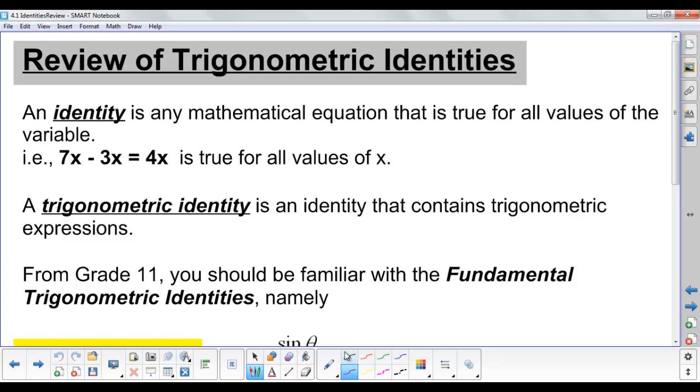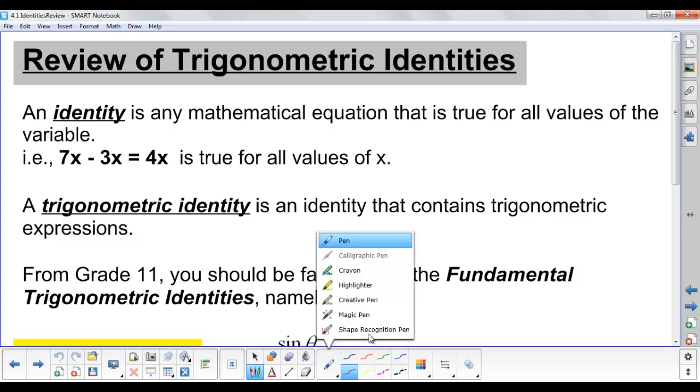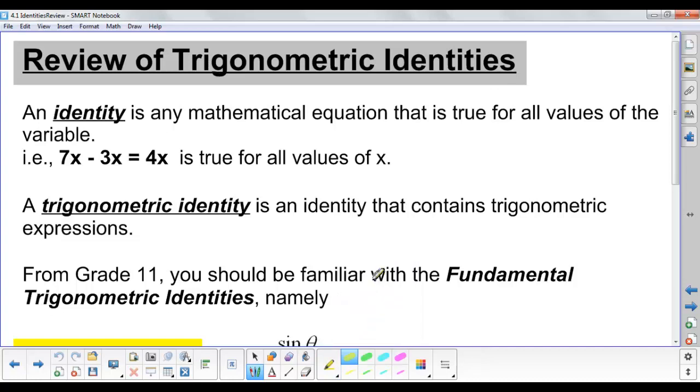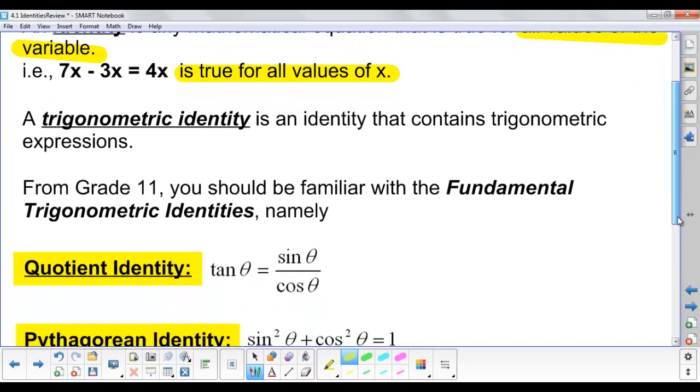Now, an important thing to note is that a trig identity is any mathematical equation that's true for all values of the variable. For example, 7x minus 3x is equal to 4x. This is true for all values of x, and that's the important thing with identities. A trig identity is an identity that has trig expressions.